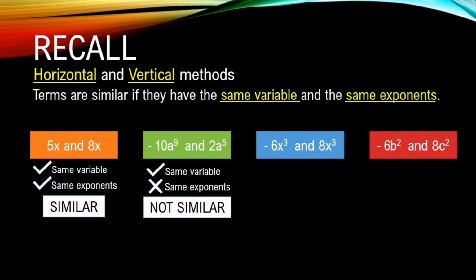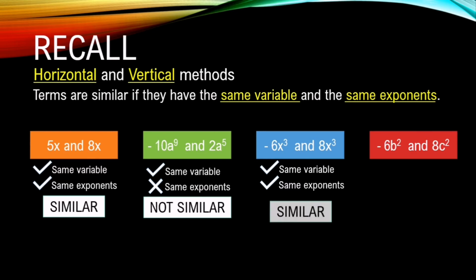So given negative 6x to the power of 3 and 8x to the power of 3, first question, do we have variables in the given terms? Yes, we have variables. Question, are their variables the same? Yes, their variables are the same. How about their exponents? Yes, they have the same exponents. So, negative 6x to the power of 3 and 8x to the power of 3 are similar terms. Okay, let's take the red one.